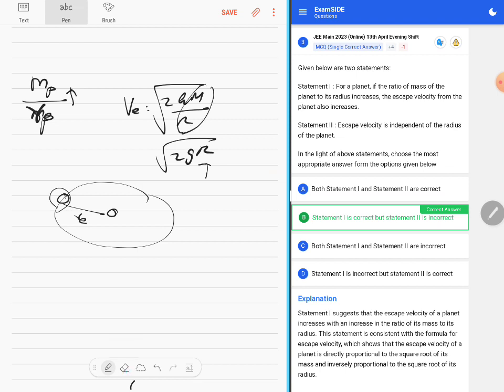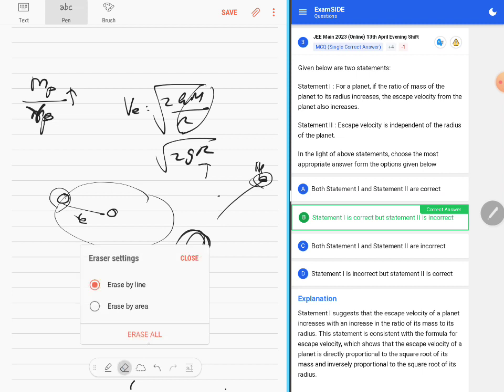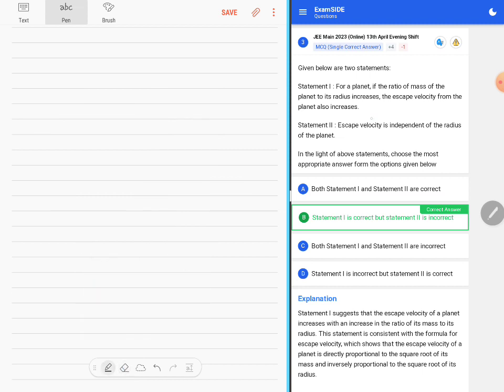So then escape velocity is independent of the radius. Escape velocity is definitely dependent on the planet's mass and radius. It does not depend on a satellite which is revolving around the planet. No, it will not depend. But we are not talking about a body which is escaping from the planet. So okay, yeah, a body is going to escape from the planet. It's independent of the body's mass, but it's definitely dependent on the planet's mass and radius. That's clear, okay? So yes, so then therefore statement 1 is true and statement 2 is false.